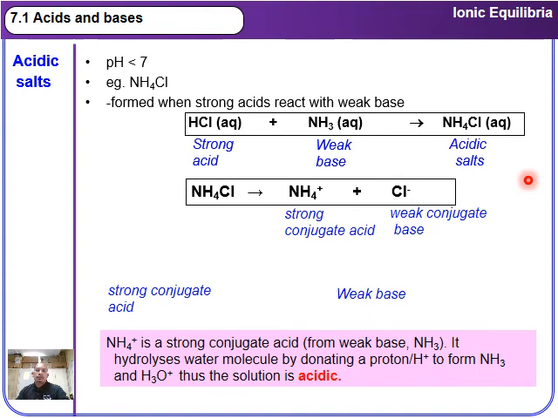This NH4Cl as a salt dissociates completely to form NH4+ and Cl-. The NH4+ is a strong conjugate acid because it came from the weak base, while the Cl- is a weak conjugate base because it comes from the strong acid.